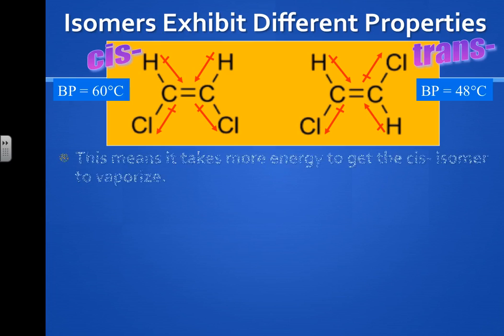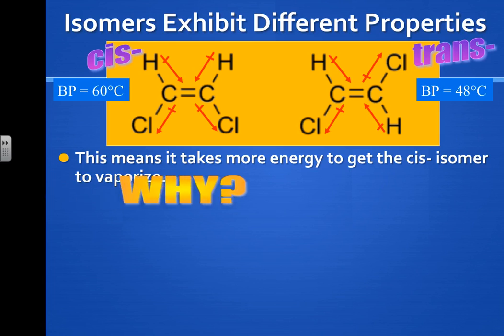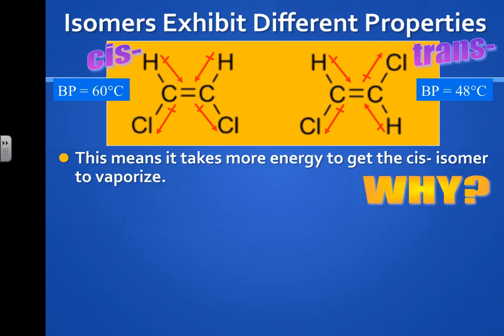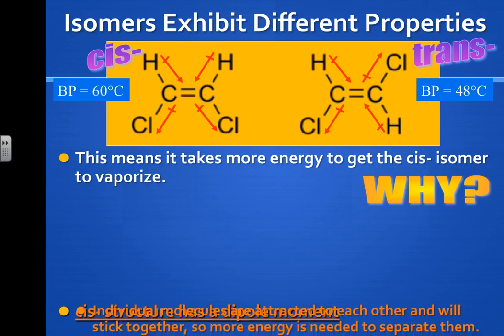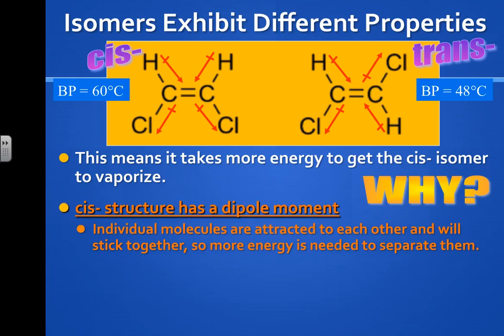Interesting. This means it takes more energy to get the cis isomer to vaporize. Right? You've got to put more temperature and more heat into the cis to make it actually turn into a vapor. Why? Think about it a second. Pause the video if you want to think for a second about why this could be the case. Okay, so let's talk about it.